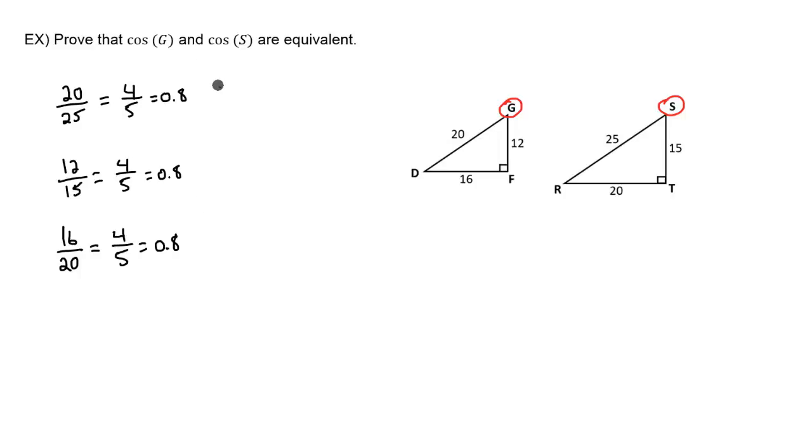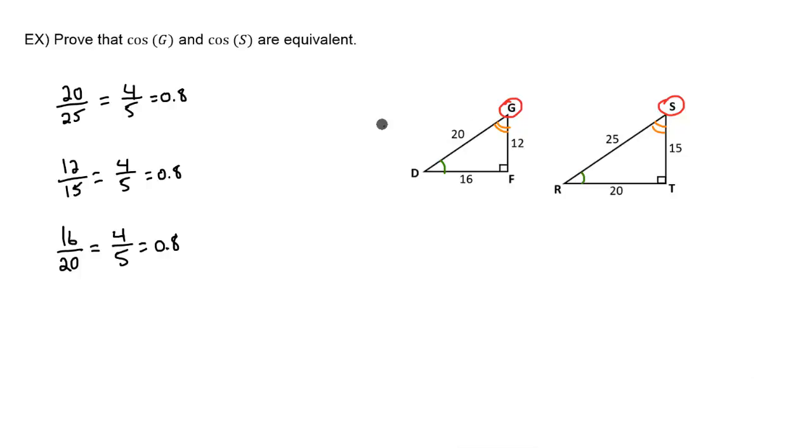It doesn't matter how you do it, but the point is that all the corresponding sides have the same ratio, so we could say that these two triangles are going to be similar. And the thing we know about similar triangles is that all the corresponding angles, so D and R, and then more importantly G and S, are going to be congruent. So if we're trying to prove that cosine of G and cosine of S are equivalent, well then we know that G is going to be the same thing as S, so these ratios would have to be equivalent.